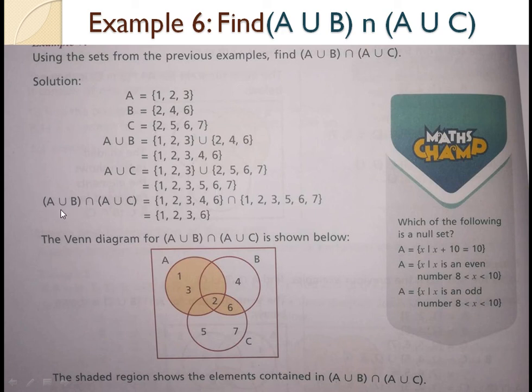Okay. Now write down both these sets and find their intersection. Intersection means we have to find the common. 1, 2, 3 and 6 are the common. How can we draw the Venn diagram? This is how we can draw it. Same, whatever the answer is, we have to shade it.